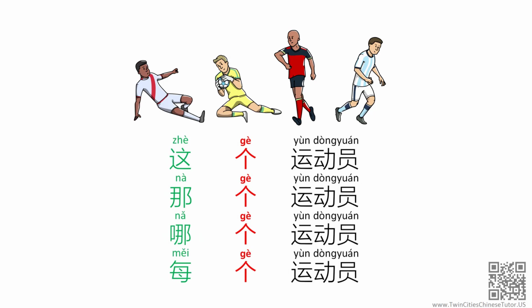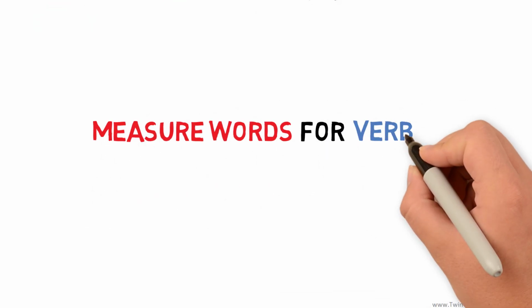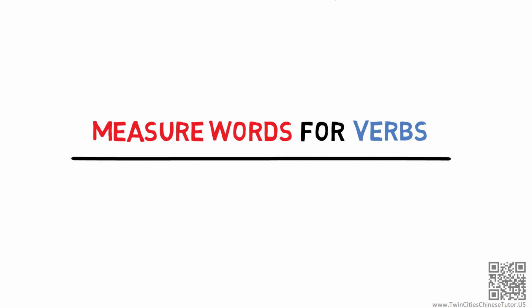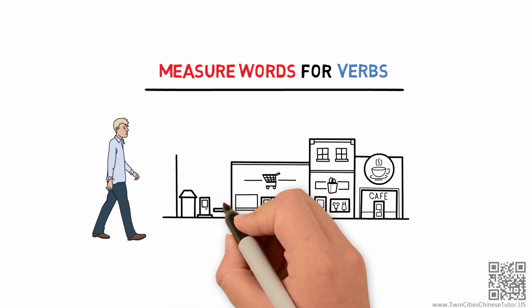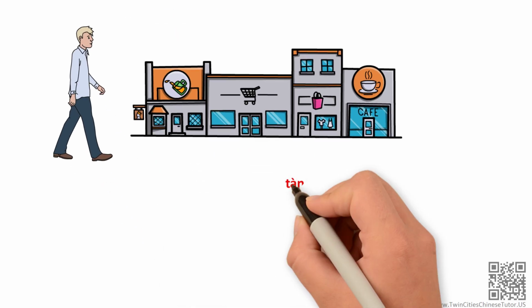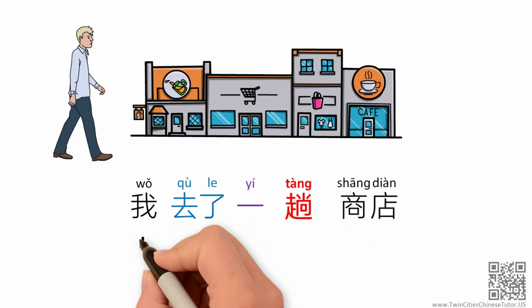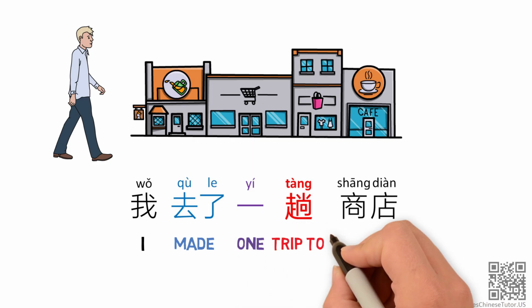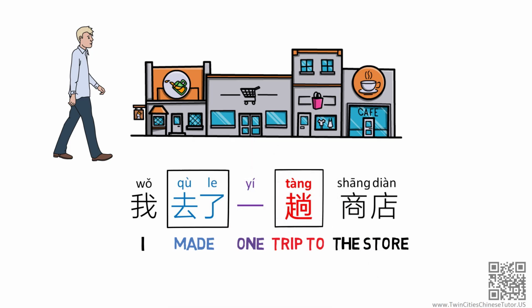Many people often forget to use the measure words in these situations. Now you are notified. The most interesting aspect of Chinese measure words is that we not only have measure words for nouns, we actually also have measure words for verbs to describe occurrences of specific events. For example, the measure word 趟 describes the occurrence of traveling. So if I say 我去了一趟商店, that means I made 1 trip to the store. 趟 here describes the verb 去 rather than the noun 商店.